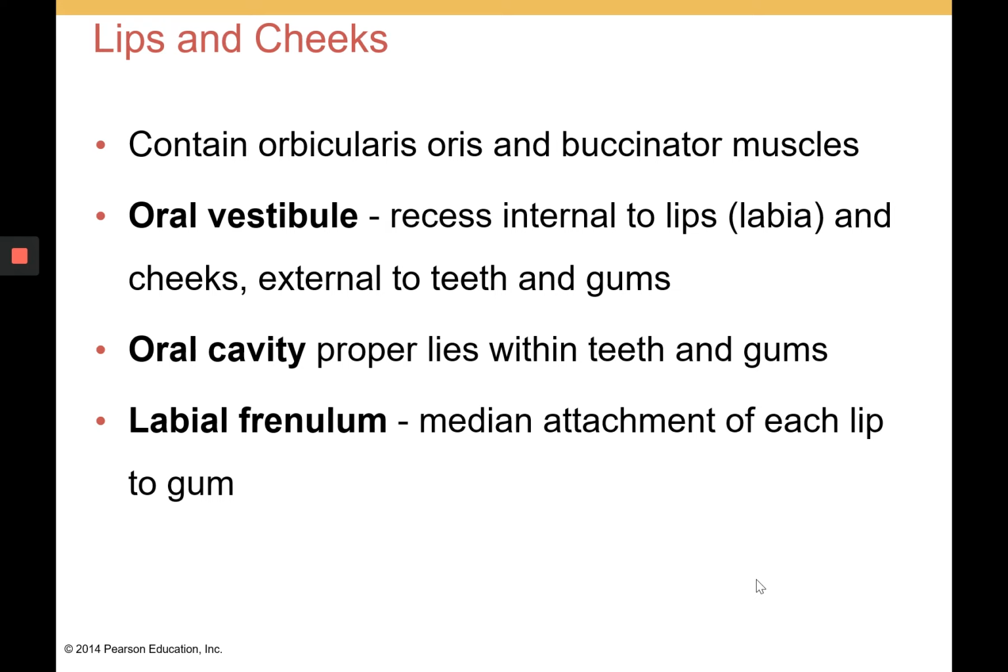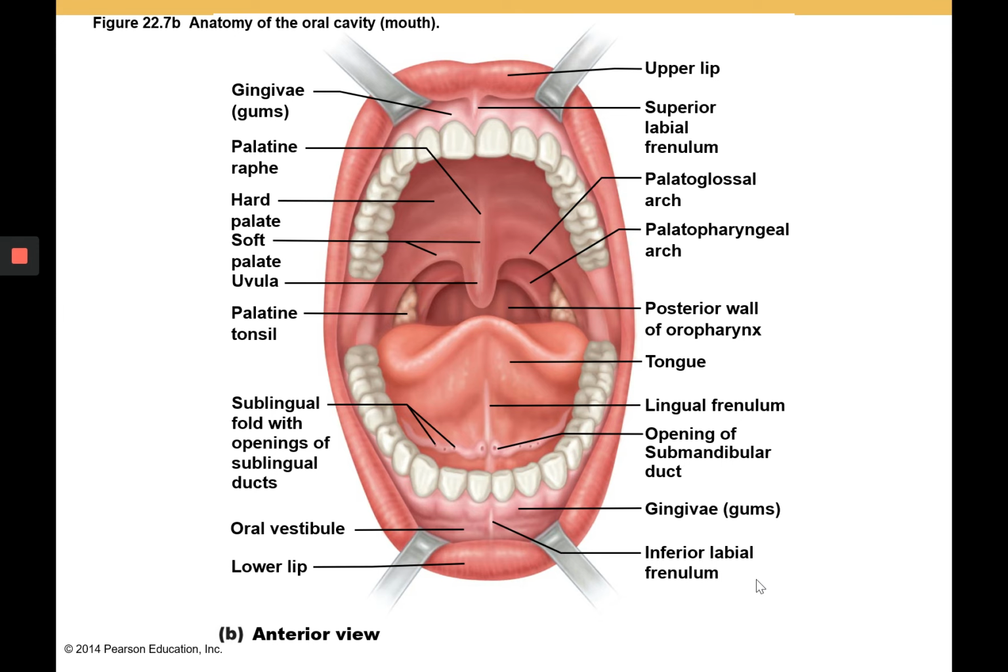Looking at other structures, the orbicularis oris and buccinator muscles are found in the cheeks. The oral vestibule is a term for structures within, or the area within, the cheeks and the lips. The oral cavity properly lies within the teeth and gums, and the labial frenulum are the attachments of each lip to the gums. There is a superior and inferior labial frenulum. The superior labial frenulum connects the upper lip to the upper gums, and the inferior labial frenulum connects the lower lip to the lower gums.